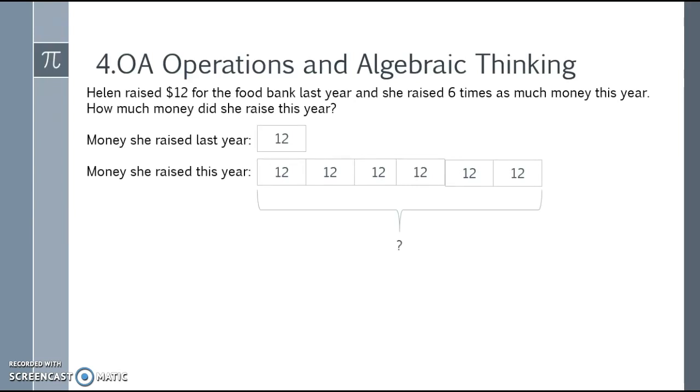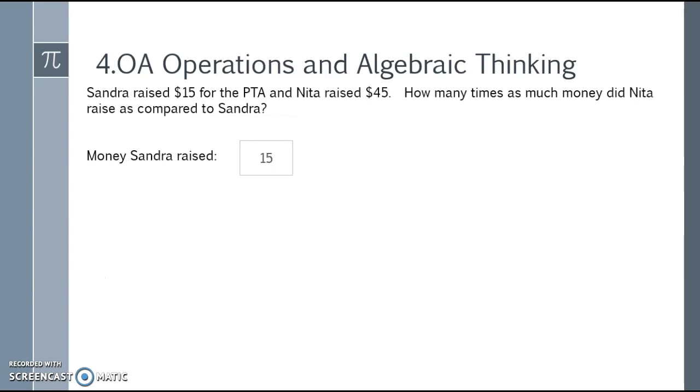So altogether, Helen raised $72 this year by adding them all together. Sandra raised $15 for the PTA, and Nita raised $45. How many times as much money did Nita raise as compared to Sandra?